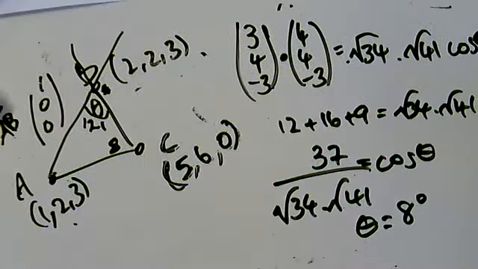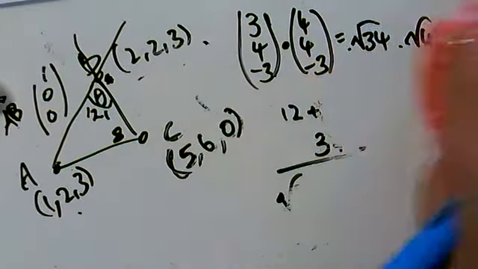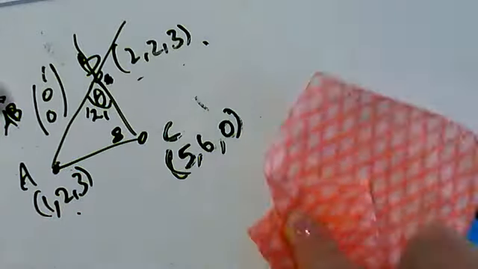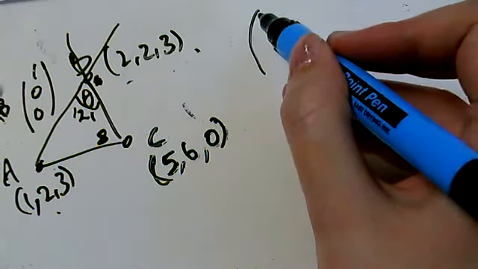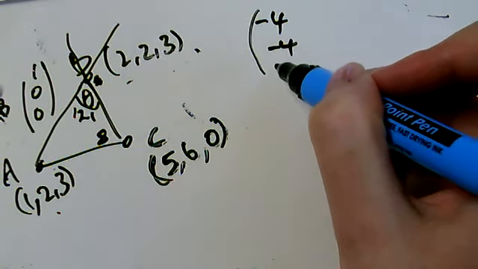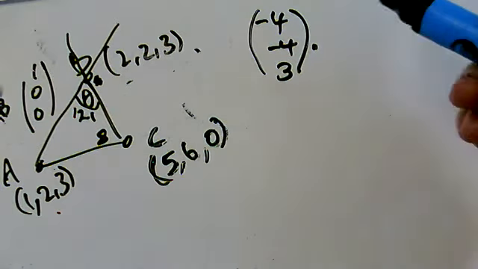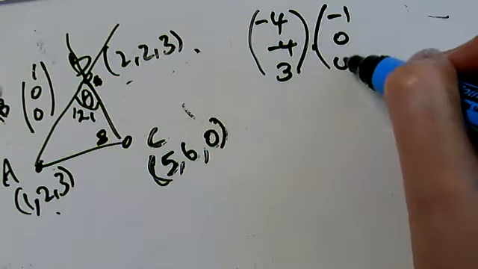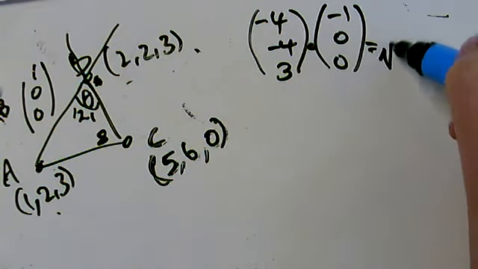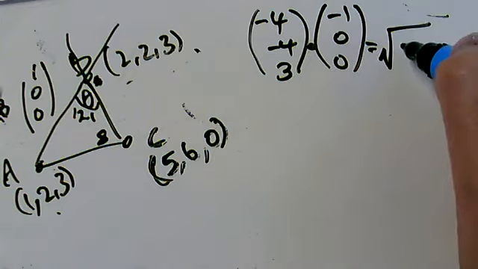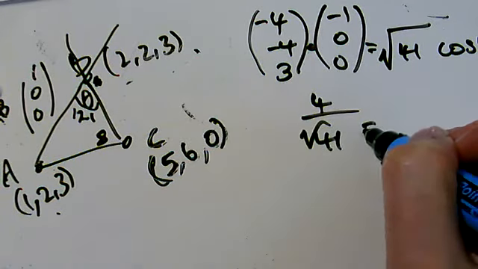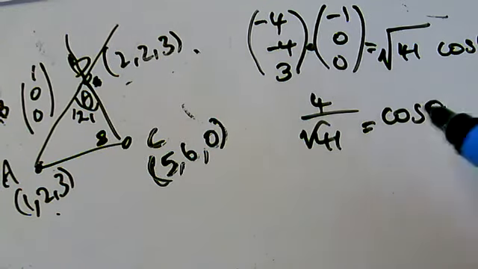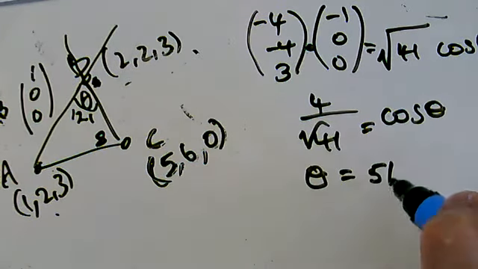And let's do the last set going into angle A then. Okay, so to go from C to A is -4, -4, 3. B to A is -1, 0, 0. Using Pythagoras on both of those, this one came to √41 times 1 times cos theta. So I've got 4 over √41 equals cos theta. So that gives you theta equals 51 degrees.